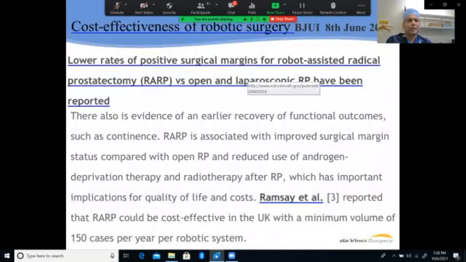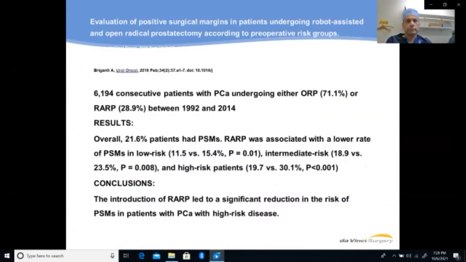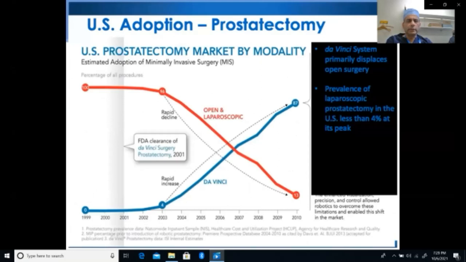And then there are different papers now being published that robotic surgery is most cost effective. Although the cost of the equipment is large, you save on the bed, subsequent admission, and less blood transfusion. So I'll skip these slides here.